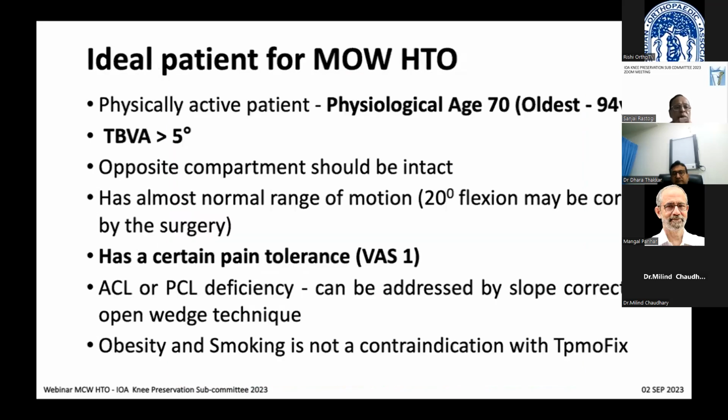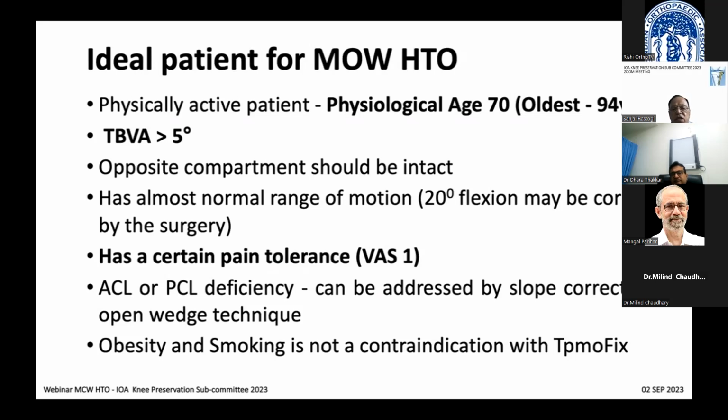The ideal patient for medial open wedge high tibial osteotomy is a physically active patient. The physiological age could be any, even 70. If the tibia vara is more than 5 degrees, proximal tibia vara, then this gives better results. The opposite compartment should be intact.